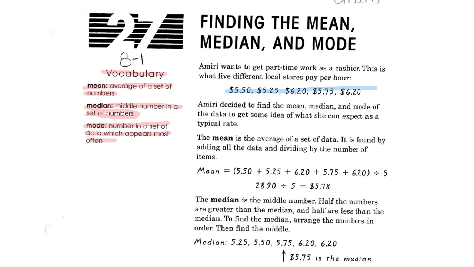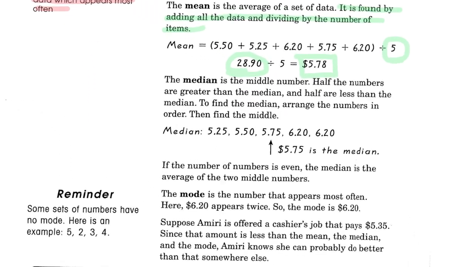It says the mean is the average of a set of numbers. It is found by adding all the data and dividing by the number of items. So to find the mean, you add all of your data together and then divide by 5 because that's how many numbers you added together. When you add those numbers together, you get 28.95. You divide by 5. So your average rate is $5.78.